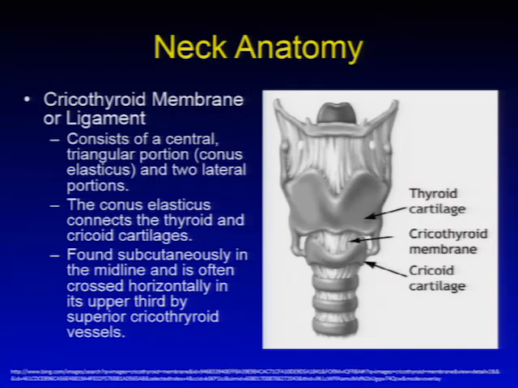Beginning with the cricothyroid membrane. The cricothyroid membrane or ligament consists of a central triangular portion known as the conus elasticus and two lateral portions. The conus elasticus connects the thyroid and cricoid cartilages. It is found subcutaneously in the midline and is often crossed horizontally in its upper third by the superior cricothyroid vessels. As seen in the image, you can note the cricothyroid membrane between the thyroid cartilage and cricoid cartilage.